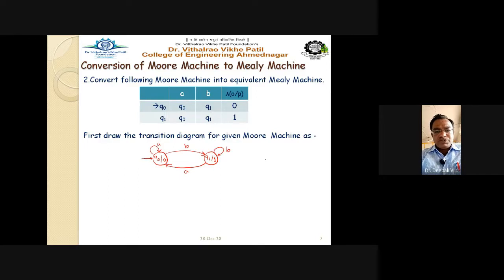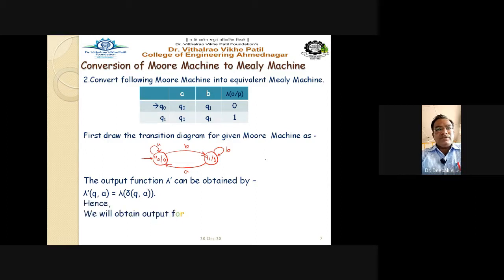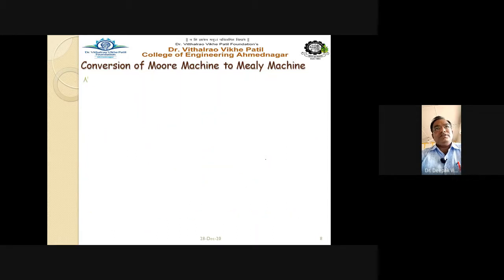So this Moore machine we have to convert into the Mealy machine. The output function lambda dash we have to find out, with the help of this equation: lambda dash of (q, a), where q is the state and a is any input, is equal to lambda of delta of (q, a), which means we find the transition delta of q on input a. Hence we obtain the output lambda for every transition corresponding to each input symbol. So here, lambda dash of q0 on input a and lambda dash of q0 on input b.